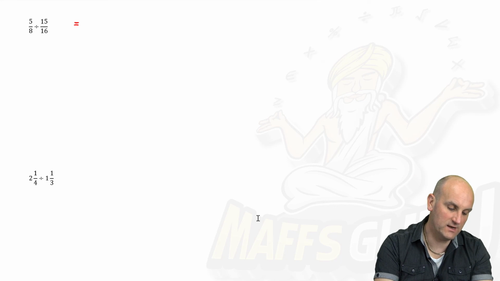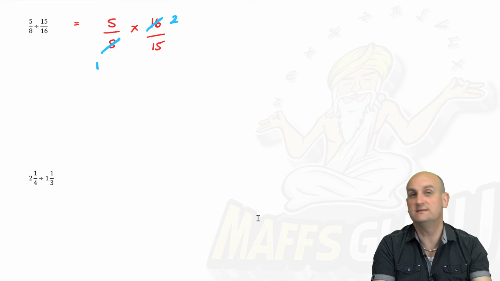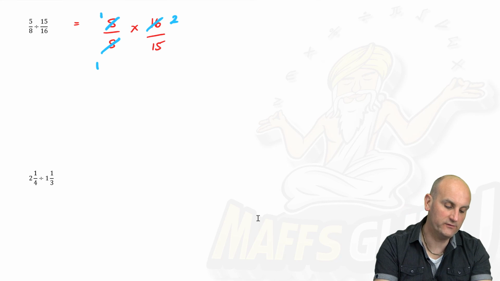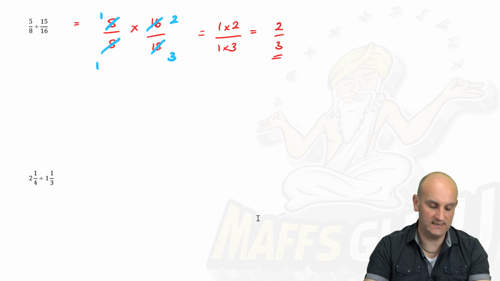And finally, oh, there's more. 5 on 8 divided by 15 on 16. So 5 on 8. Keep, change, and flip. And in this situation, I notice that 8 goes into there once and 8 goes into there twice, cross-cancelling. 5 goes into there once, 5 goes into there 3 times, and so we end up with 1 times 2 on 1 times 3, which becomes 2/3. Can't make that any simpler.